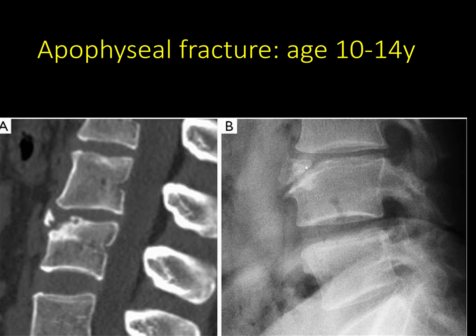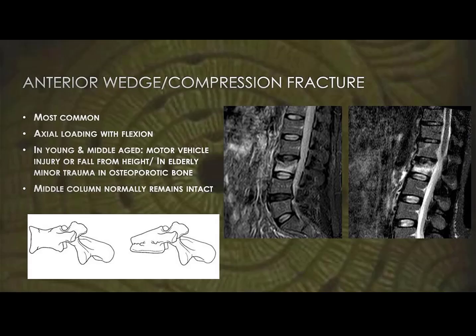It's called the limbus vertebra. Okay, that's a term for it. When you see an old apophyseal ring that's unfused, it's a limbus vertebra. That's the term radiographically. So I just want to review more fractures very briefly.